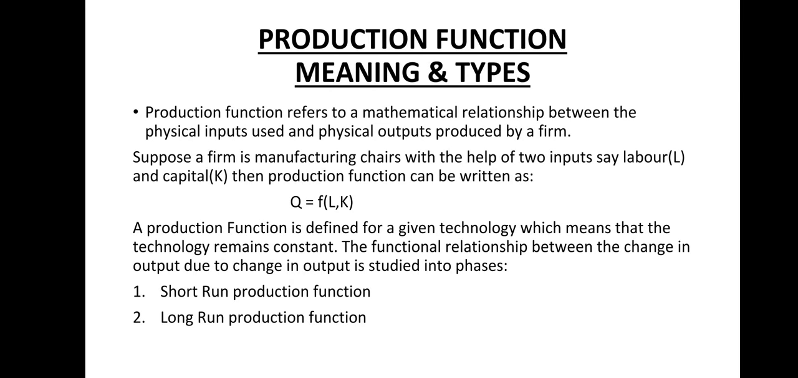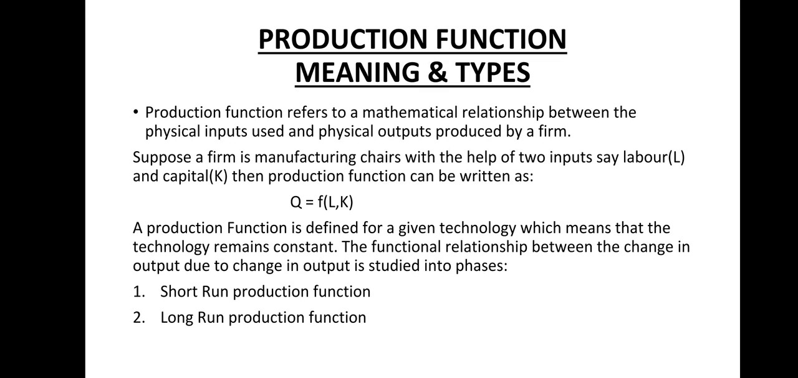Now, what is production function? Production function refers to a mathematical or a functional relationship between these inputs and output produced by a firm. Assume that there are only two factors of production, like labor and capital, denoted by L and K respectively. Then the production function is equal to Q = F(L, K), where Q stands for output, L stands for labor and K stands for capital.